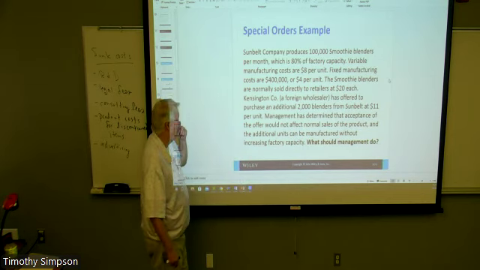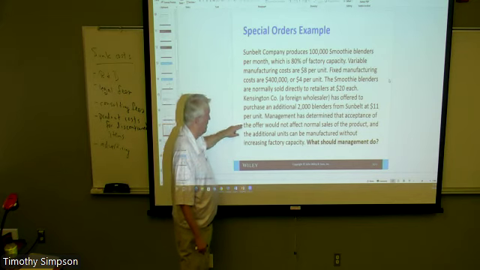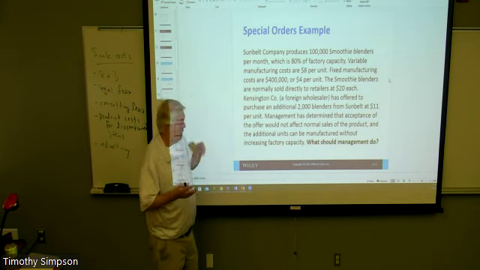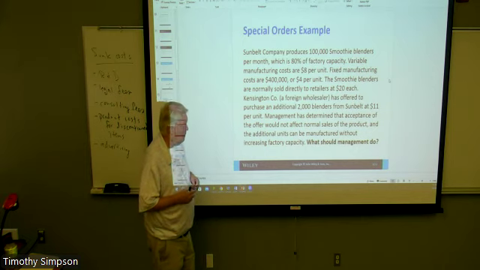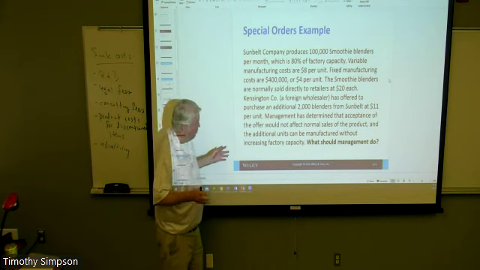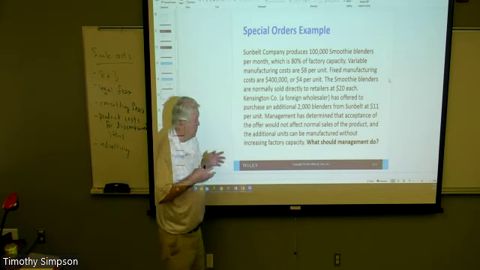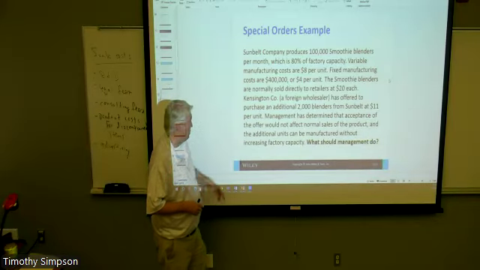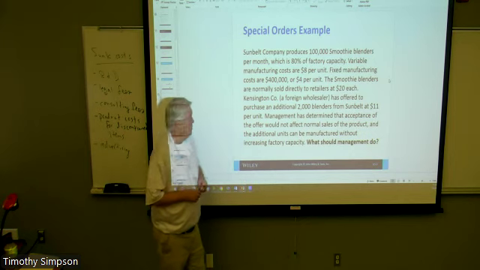Management has made the determination that this would not affect normal sales. What we call cannibalization is we're not just simply taking away our customers. This is something new, something different, something additional. It's not going to affect our normal customers, who are unaffected, could care less about it because they don't know about it, and we can do it with the existing factory capacity. That is, we don't have to build new facilities or whatever.